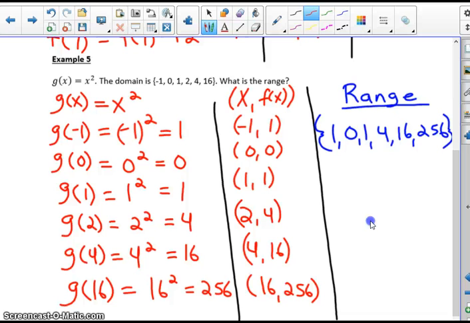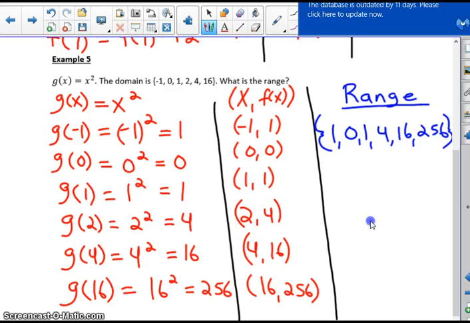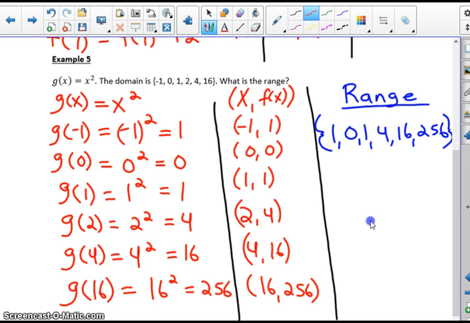This function g evaluated at -1: -1 squared is 1. That's how I get the ordered pair (-1, 1). If I plug in 0, g evaluated at 0 is simply 0. So I get the ordered pair (0, 0). And if I go down through all of these, I can find out what my range value is when that function g is evaluated at those domain values.